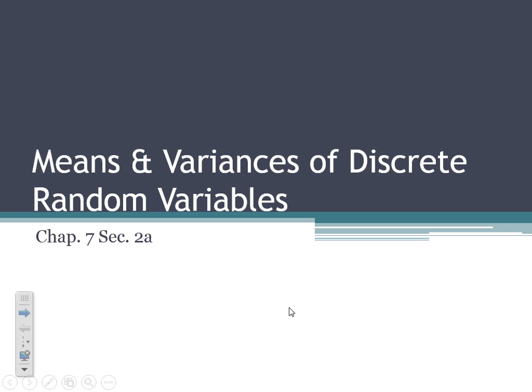We're going to give half the information here in the video. The other half we'll take care of through lecture in class. But in this video we're going to talk about the means and variances of a discrete random variable.